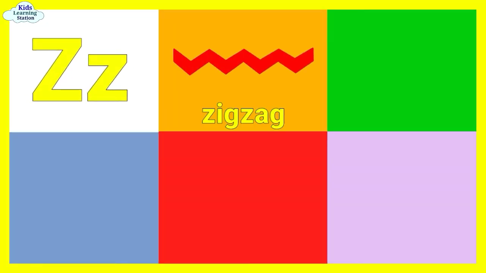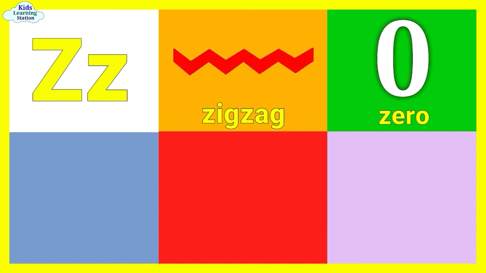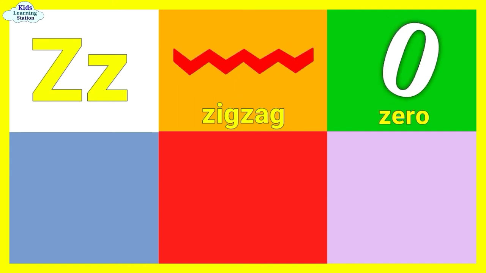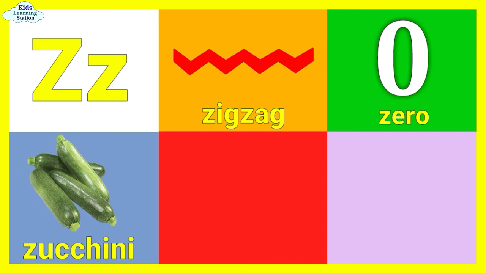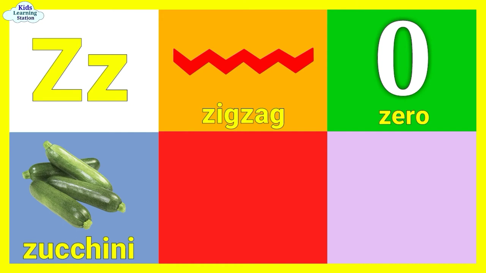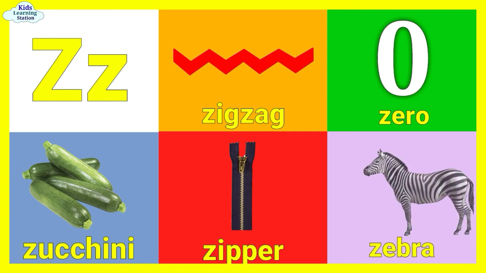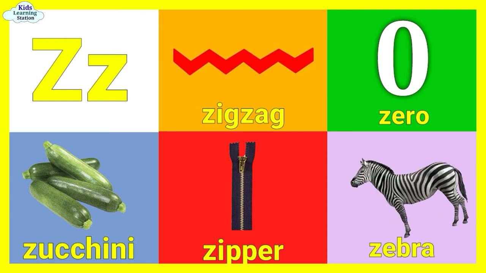Z is for zigzag, zigzag, zero, zero, zucchini, zucchini, zipper, zipper, zebra, zebra.